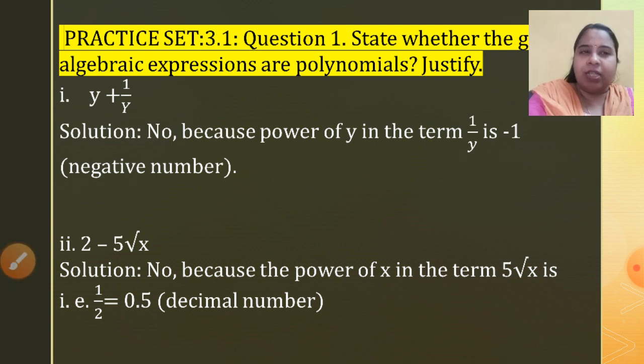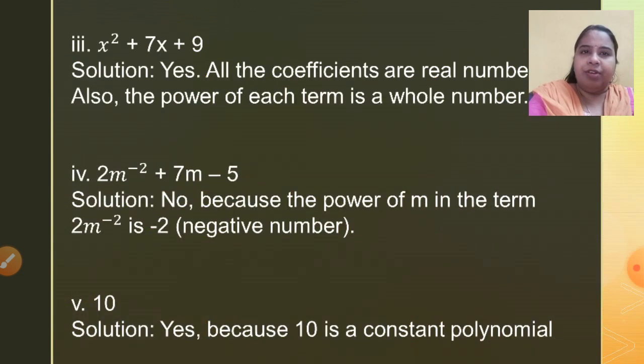I hope this concept is clear because I have already told you what polynomials are. The degree of the variable should be a whole number. It cannot be a negative number. It cannot be a fraction. Okay, so please write it fast, and then let us move to the next question.